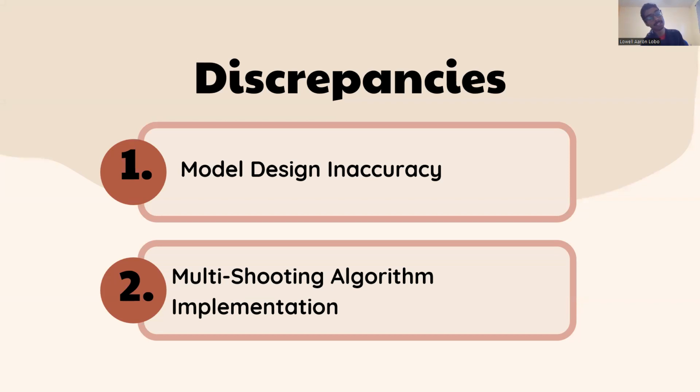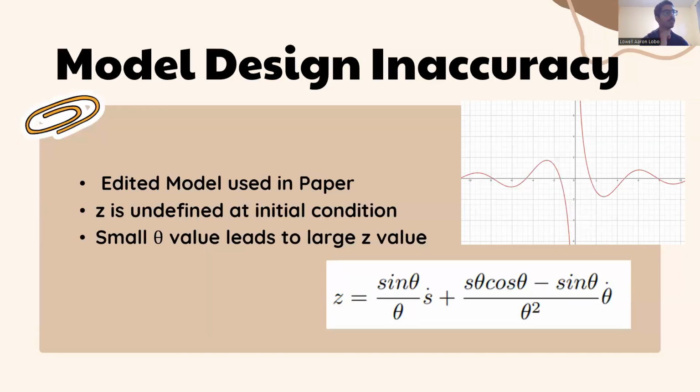Now we will try to explain some of the discrepancies. Mainly, the discrepancies come from two reasons. One is the model design inaccuracy, and the second is the algorithm implemented for our nonlinear model predictive control, which is multiple shooting. Let's start with the model design.